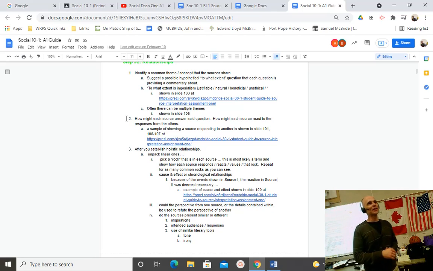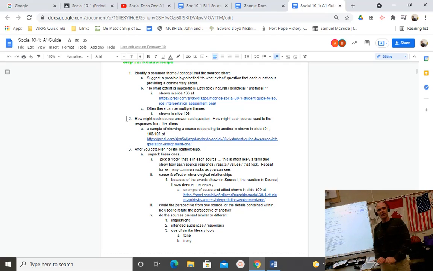All right, let's go to step 3. Step 3, now that you've said here's a common question, and step 2, this is how each one would answer. Step 3, please do step 3. A lot of students miss step 3. Step 3 here, have them react to each other's responses, because it's a relationship among the sources.